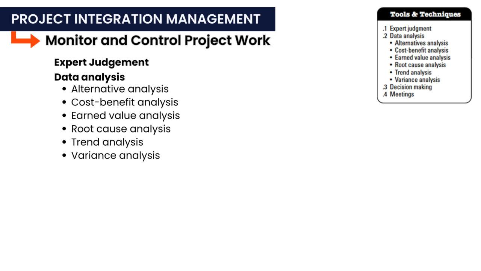Variance analysis. Variance analysis examines the differences between plan and actual performance, including metrics such as duration, cost, resource utilization, resource rates, and technical performance. In the context of monitor and control project work, variance analysis takes an integrated approach by evaluating cost, time, technical, and resource variances collectively. This provides a holistic view of project performance, enabling the project team to implement appropriate corrective or preventive actions. So these were some of the analysis techniques which we are going to use in this particular process. Next tool and technique is decision making.